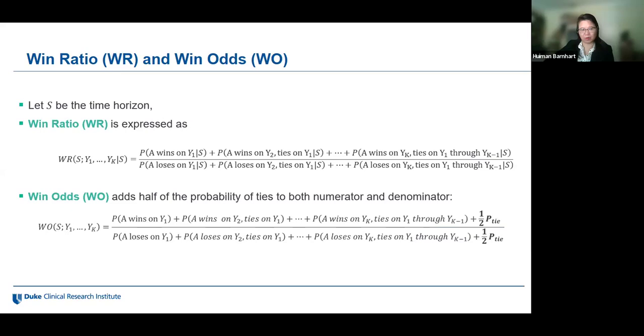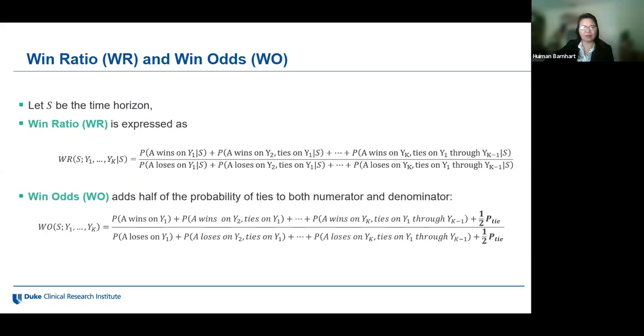So there's another one called the win odds. Add half of the probability of tie in the denominator and the numerator. For both of these measures, the null hypothesis is testing whether the value is equal to 1 or not. If it is equal to 1, that means the two treatments are the same. So that's the null hypothesis usually for the trial. Both of these are relative measures.